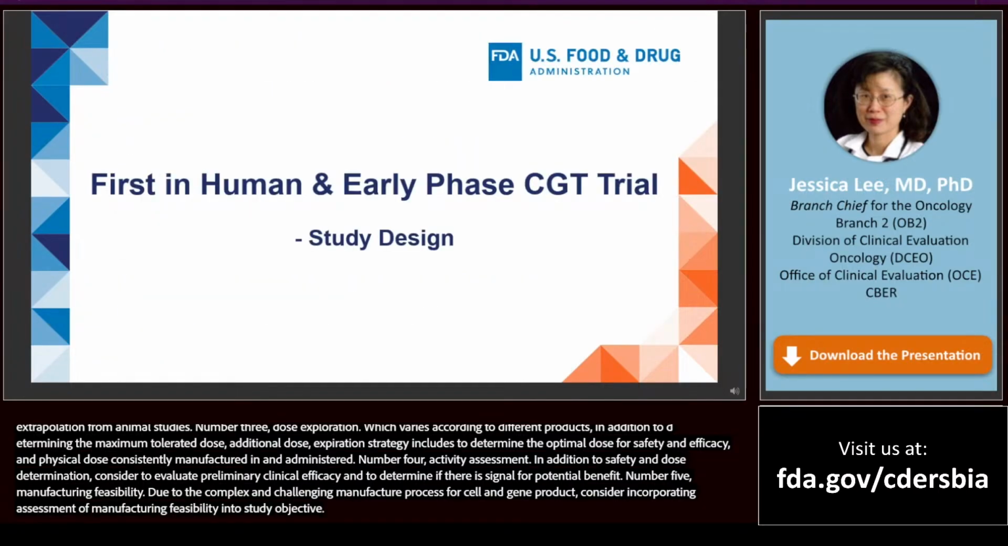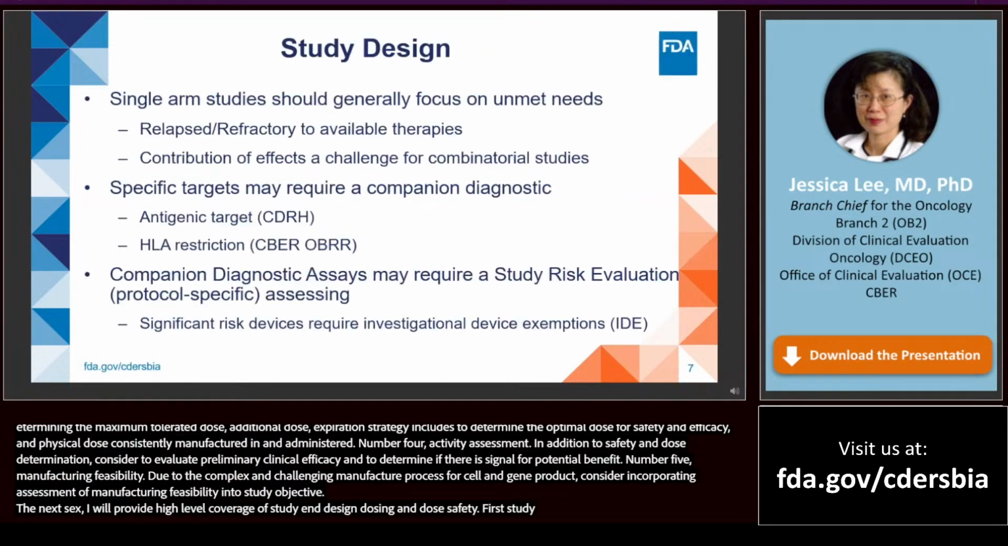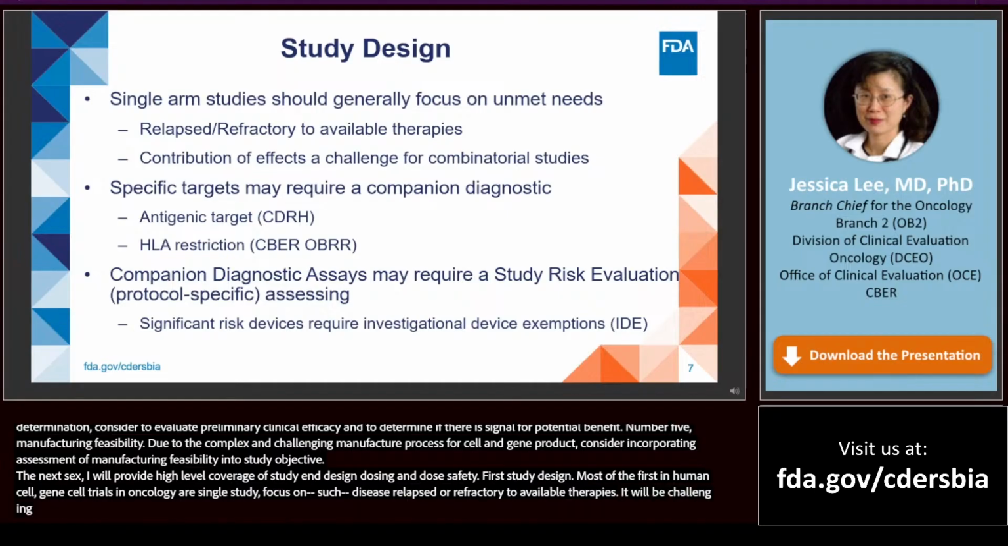In the next section, I will provide high-level coverage on study design, endpoints, dosing and dose escalation, and safety. First, study design. Most of the first-in-human cell and gene therapy trials in oncology are single-arm studies and often focus on unmet medical needs, such as patients with disease relapsed or refractory to available therapies. However, for combination therapy, it will be challenging to assess the contribution of effect in a single-arm setting.